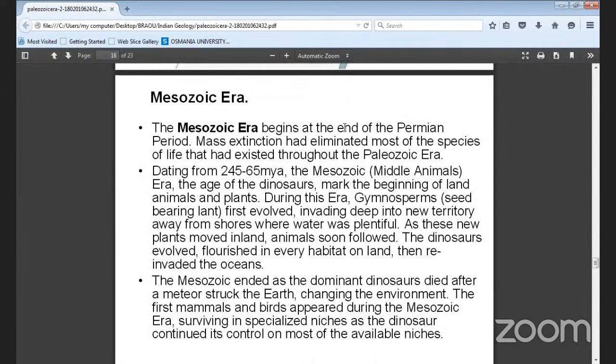And next, coming to the Mesozoic formations. The Mesozoic was introduced by John Phillips in 1840 for the rock formations containing the remains of middle forms of life. The Mesozoic era begins around 230 million years ago and closed about 65 million years ago in the geological time scale. The Mesozoic era has been further divided into three periods: the Triassic, Jurassic, and Cretaceous periods.